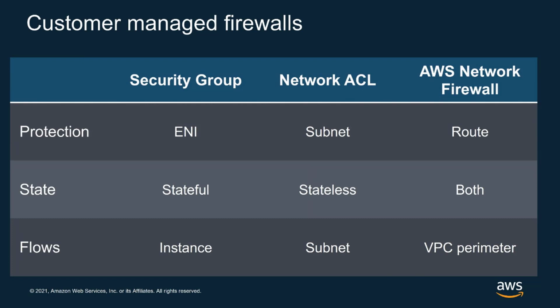Again, network ACLs are attached at the subnet. So it's going to be after or before, depending upon the direction of where your ENI sits. And then lastly, I included the AWS Network Firewall, and I love the AWS Network Firewall.